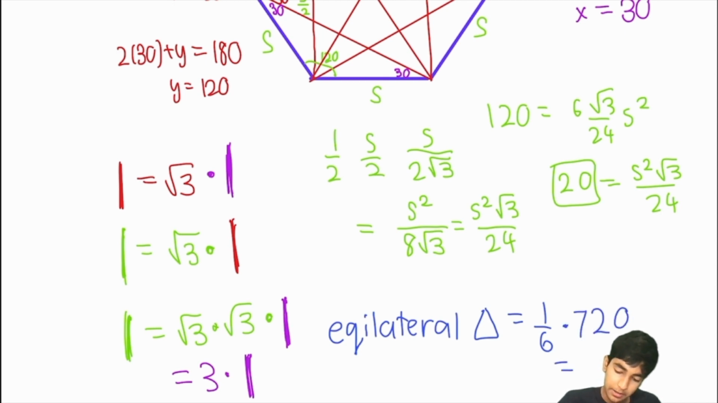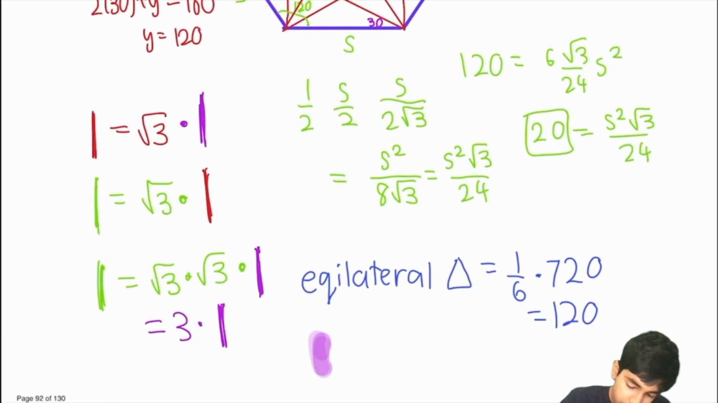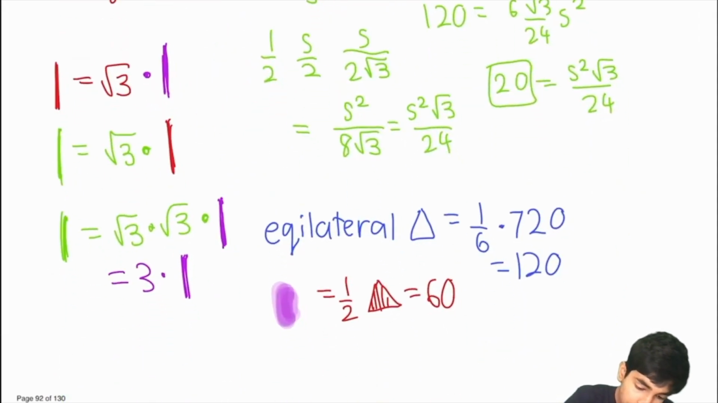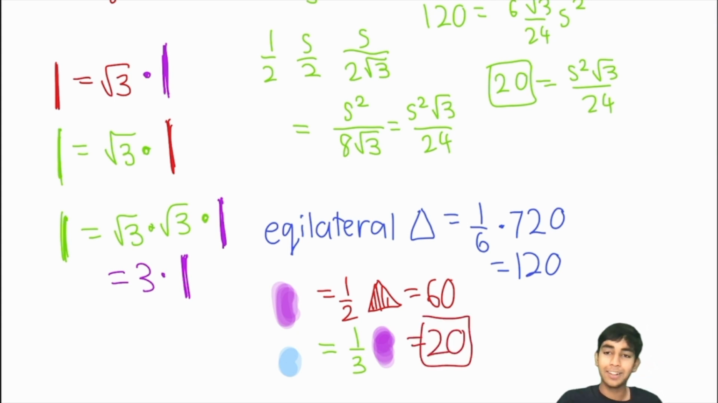And that's 120. And then the purple region is half the equilateral triangle area, which is 60. And then we found out that the blue region was 1/3 of that because they share the same height and the base is 1/3. So 1/3 the purple region, which is 20. We got the same answer using 2 different ways.